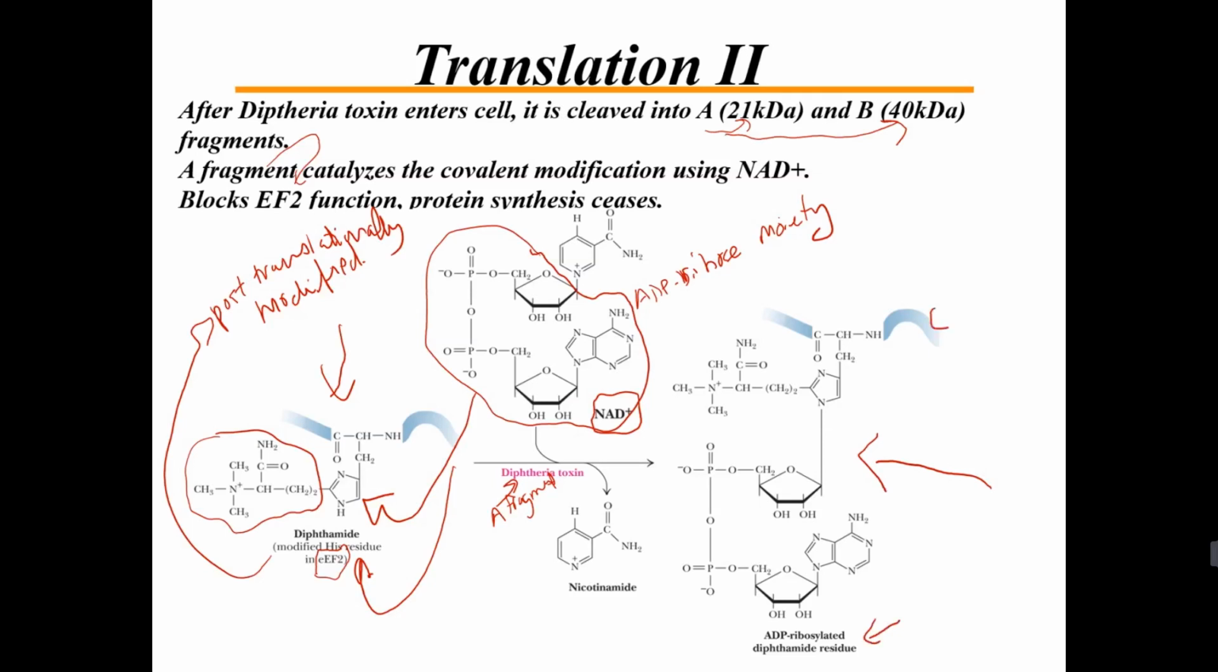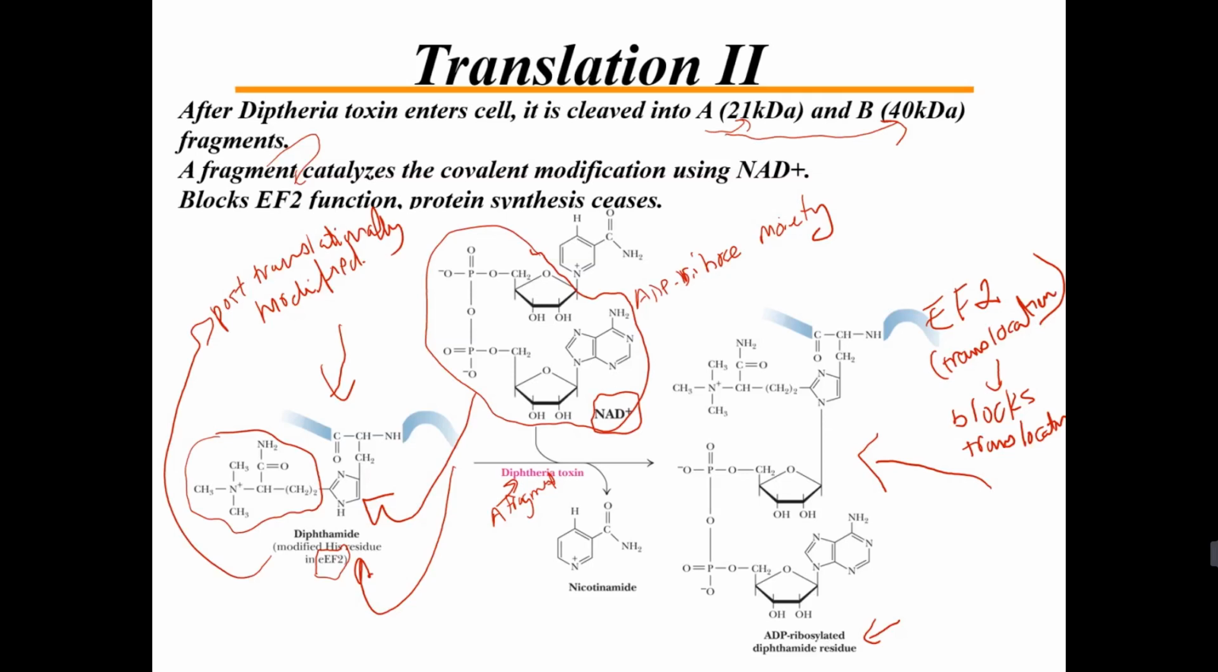So if this is the EF2 protein, okay, it's responsible for translocation during protein synthesis in eukaryotes. Essentially it blocks EF2's capacity to carry out the translocation process. So it blocks translocation of the growing polypeptide chain, and then hence protein synthesis ceases.